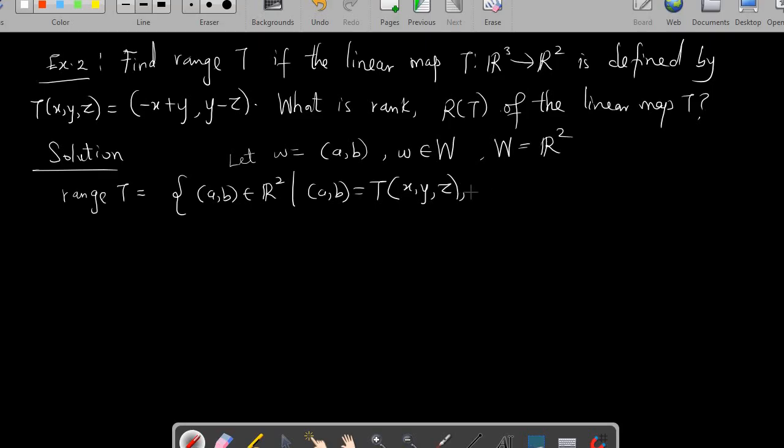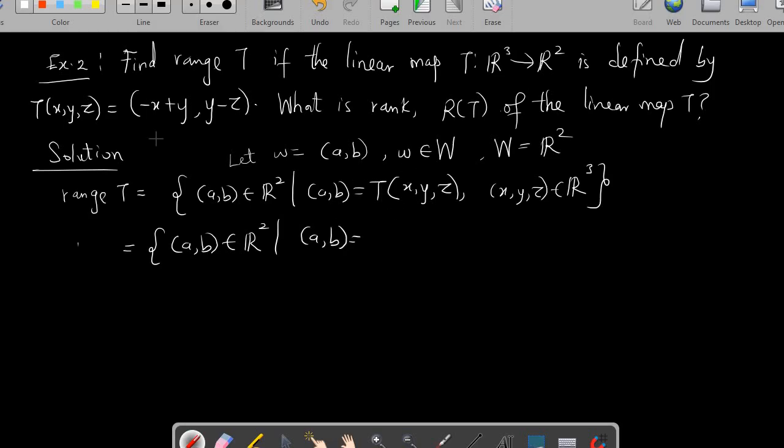All right. So where of course (x, y, z) is an element of R cubed. So this is your definition of your range. Now the next thing you want to do is write that your range is equal to (a, b), which is an element of R squared, such that (a, b) equals, now you ask yourself, what is T of (x, y, z)? It is given in the question here. So that will be (−x + y, y − z).